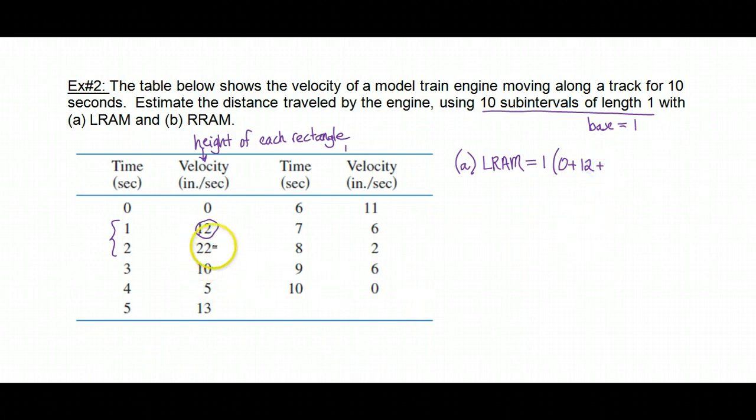And then the next one. What you'll notice here is we're going to end up using all of these numbers except the last one. You don't want to use that last one. So it's just going to be 0 plus 12 plus 22 plus 10 plus 5 plus 13 plus 11 plus 6 plus 2 plus 6. And RRAM is going to be the same thing because you move the 0 from one side to the other.